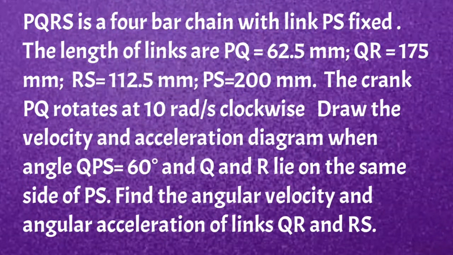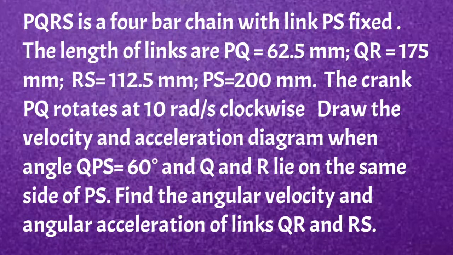PQRS is a 4-bar chain with link PS fixed. The lengths of the links are PQ 62.5 mm, QR 175 mm, RS 112.5 mm and PS 200 mm. The crank PQ rotates at 10 radians per second clockwise. Draw the velocity and acceleration diagram when angle QPS is equal to 60 degrees and Q and R lie on the same side of PS. Find the angular velocity and angular acceleration of the links QR and RS. So this was the given question.